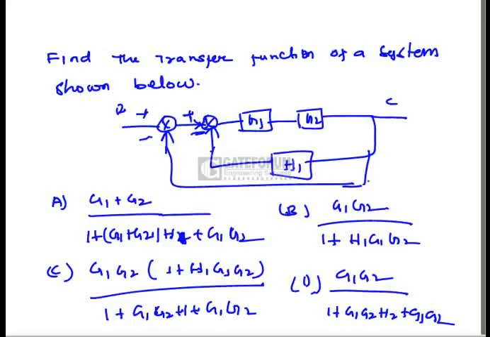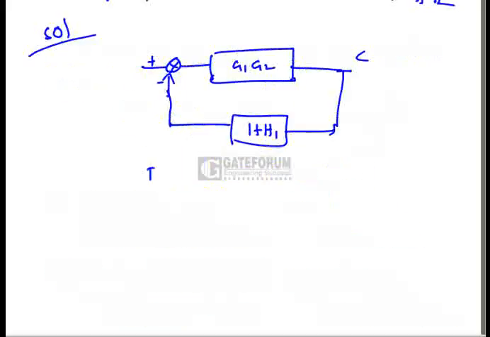I can say directly unity feedback because the output is directly fed to here, but the other output is fed through a block, that is H1. The gain of the feedback path is H1 here, but for the second path the gain is 1. So that's why I directly took 1 plus H1. So now I am reducing this. The transfer function, we know, equals G by 1 plus GH, because this is a negative feedback. So that's why G by 1 plus GH.